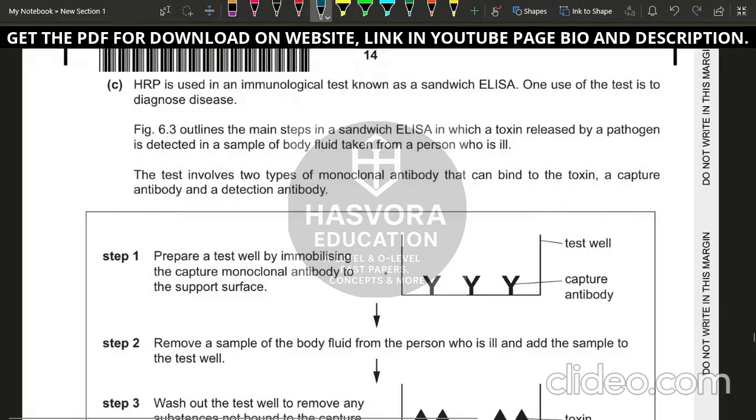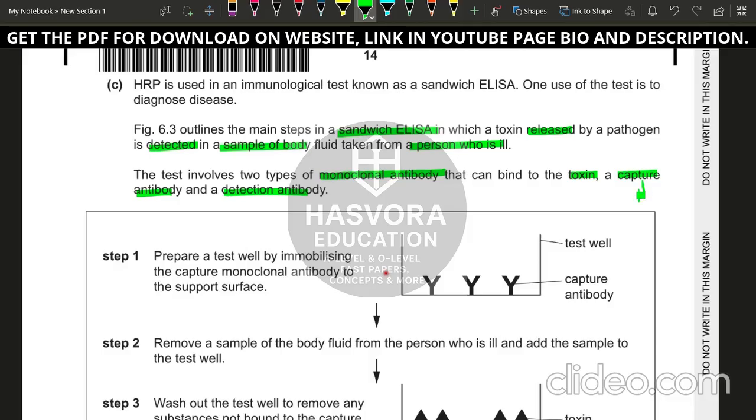HRP is used in an immunological test known as a sandwich ELISA. One use of the test is to diagnose a disease. Figure 6.3 outlines the main steps in the sandwich ELISA. It is an immunological test in which a toxin is released by a pathogen, and it is detected in a sample of body fluid taken from a person who is ill. The test involved two types of monoclonal antibody that can bind to the toxin, a capture antibody and a detection antibody.